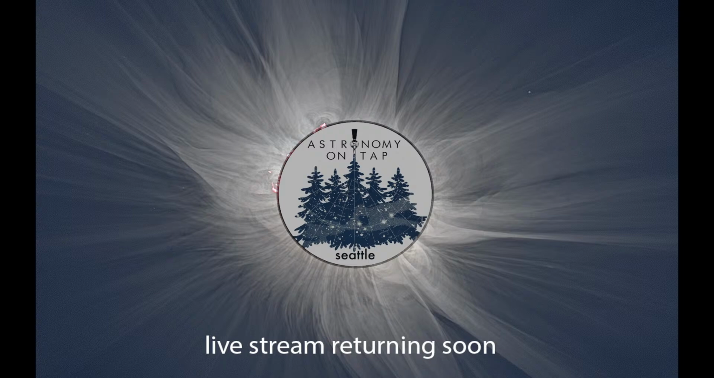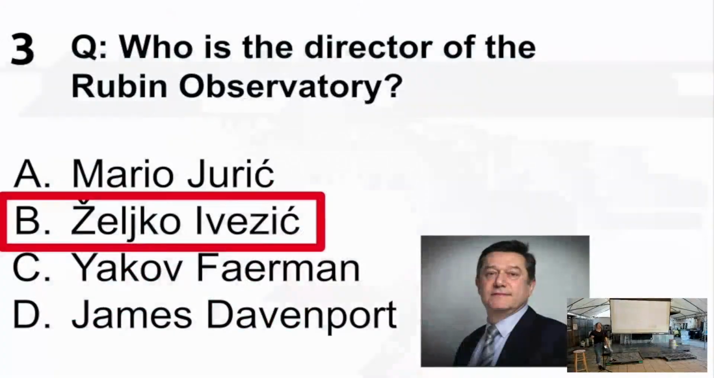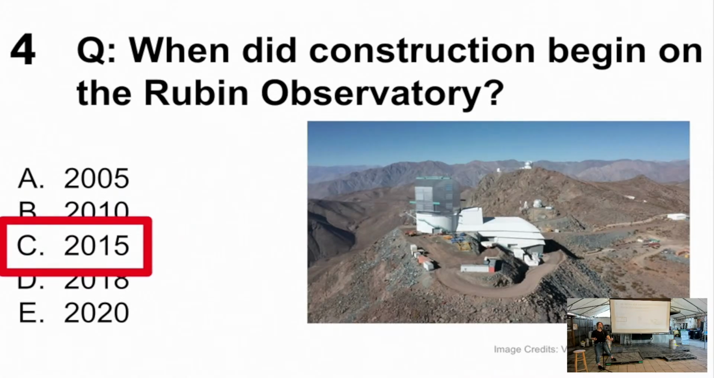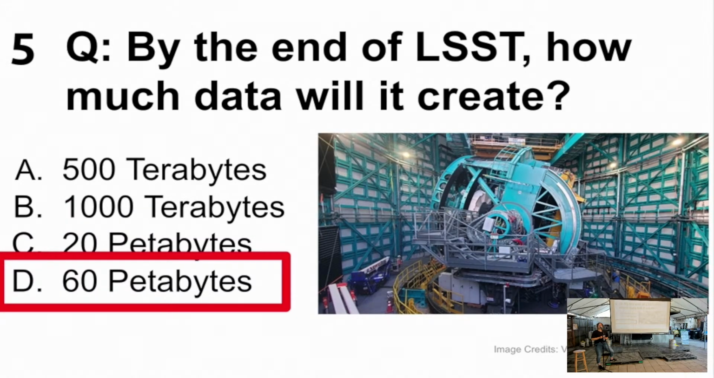Okay. Question 1. LSST will survey the sky for 10 years across the southern hemisphere. 2. Rubin Observatory's camera has 3,200 megapixels. Zeljko is the director of Rubin's Observatory, and he will be giving our second talk of the evening, so it's very exciting. 4. Construction of the Rubin Observatory began in 2015. By the end of LSST, it's projected to create as much as 60 petabytes of data.